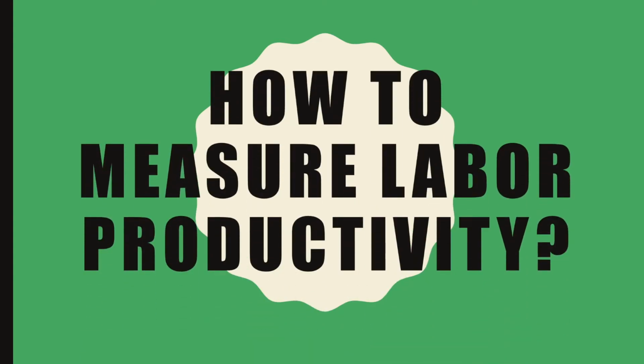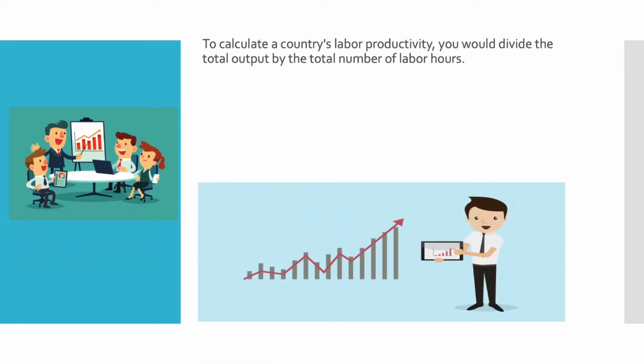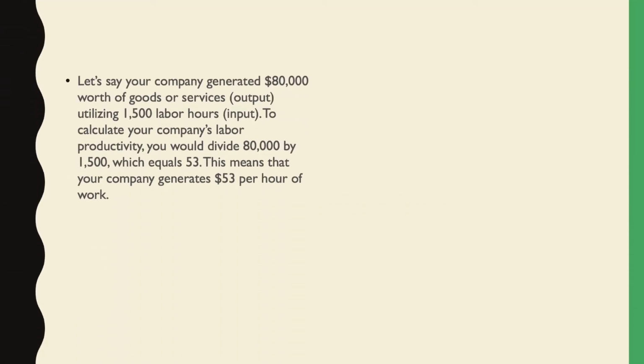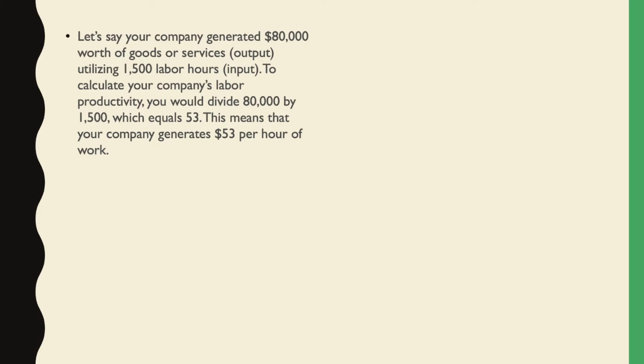Next, how to measure labor productivity. To calculate a country's labor productivity, you would divide the total output by the total number of labor hours. Let's say your company generated 80,000 worth of goods or services output utilizing 1,500 labor hours. To calculate your company's labor productivity, you divide 80,000 by 1,500, which equals 53. This means that your company generates 53 per hour of work.